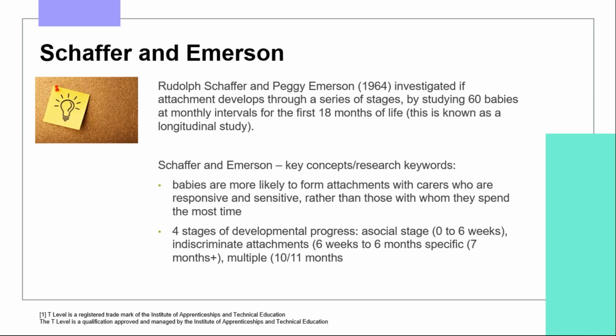Then we might move on to Schaffer and Emerson, and they investigated whether attachment develops through a series of stages, by studying 60 babies at monthly intervals for the first 18 months of life, known as a longitudinal study. They looked at the 4 stages of developmental progress. Babies are more likely to form attachment with carers who are responsive and sensitive, and I think that's definitely something that you can link to practice.